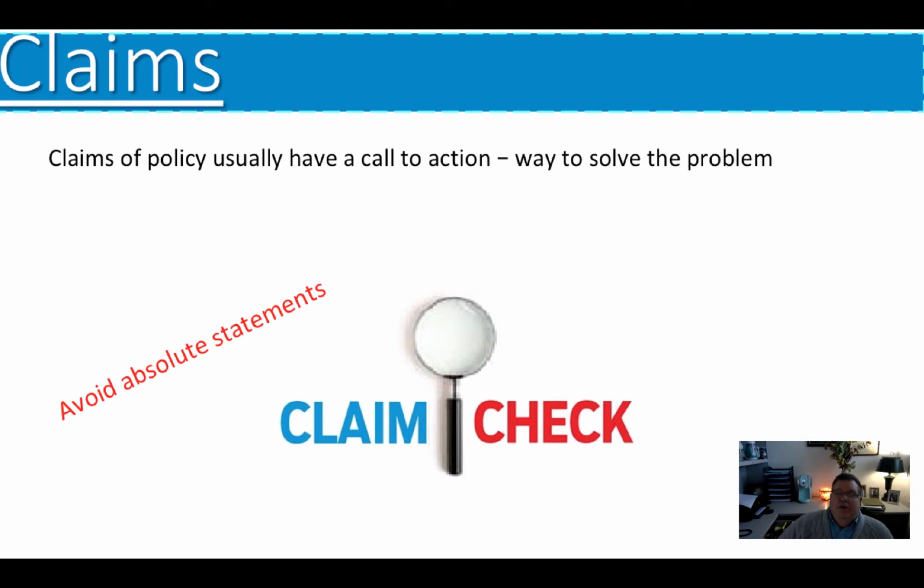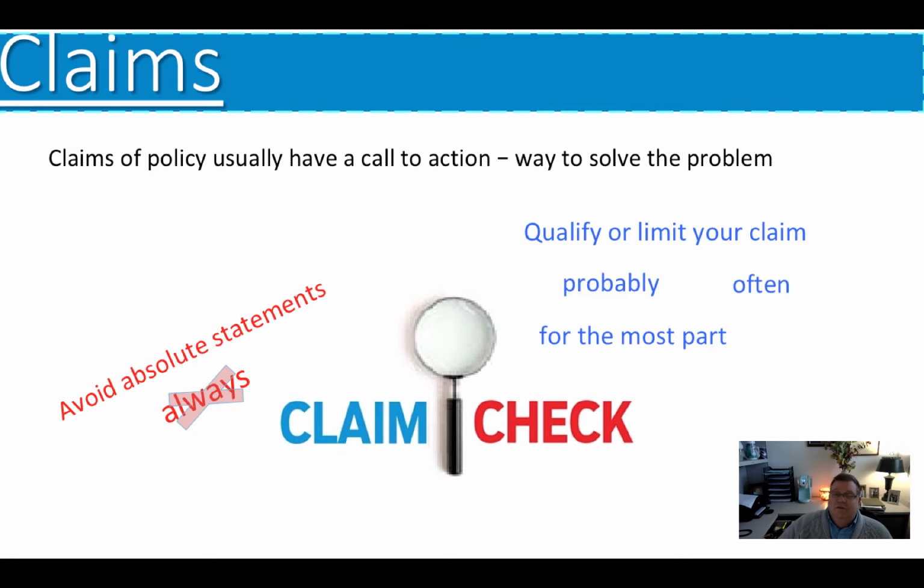And you want to avoid things such as absolute statements. All animals should be used, or one should never. So all and never, those are absolute statements. You want to avoid things like that. Always is another absolute statement. Qualify or limit your claim. Use probably, often, for the most part, in general.